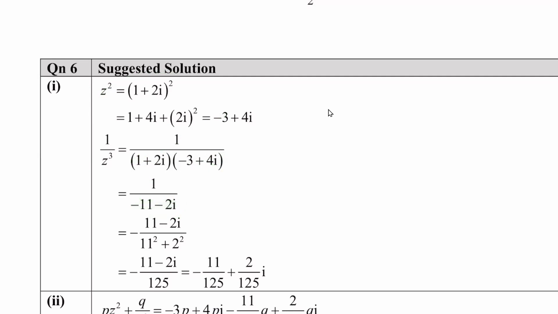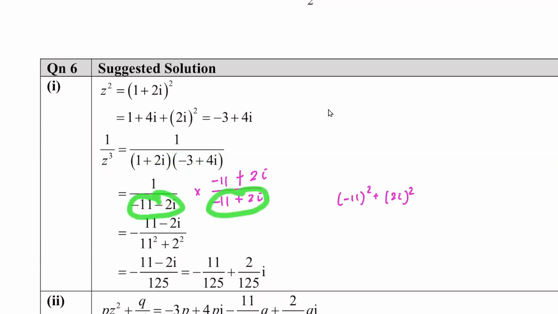What do you need to do? You're supposed to multiply by conjugate. So negative 11 plus 2i over negative 11 plus 2i. So a plus b times a minus b is a square minus b square. So negative 11 square plus 2i square. Of course, you can also use a calculator to calculate this. Don't need to expand manually.